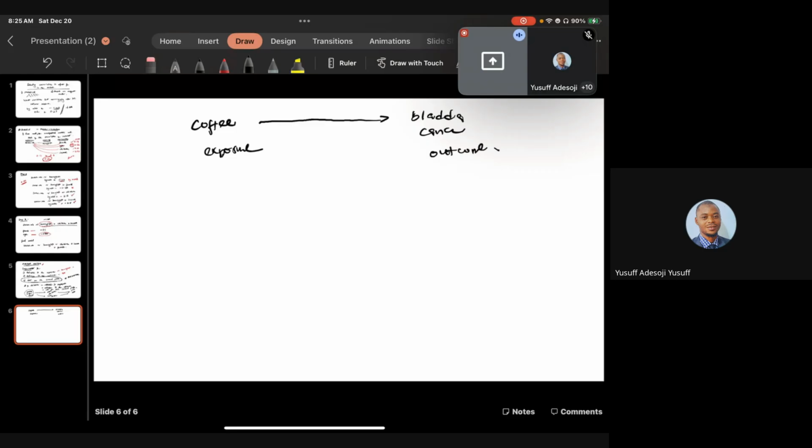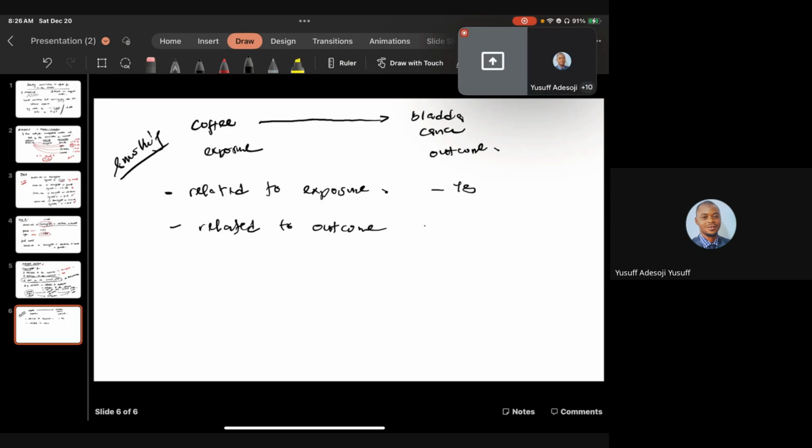The question is, is smoking the confounder of interest? Is it related to the exposure? Are people who drink coffee more likely to smoke? What do you think? Yes, they are more likely. Is it related to the outcome? Yes. Smoking causes cancer. People who smoke are more likely to have bladder cancer.